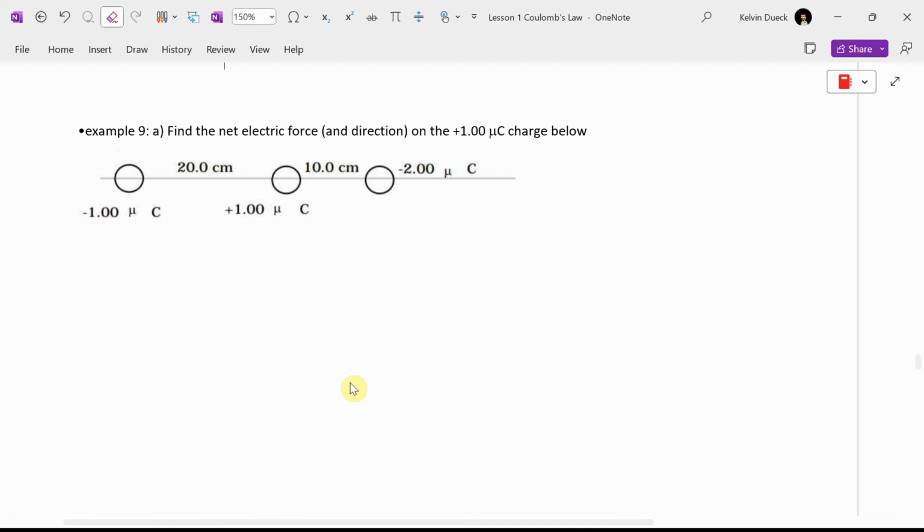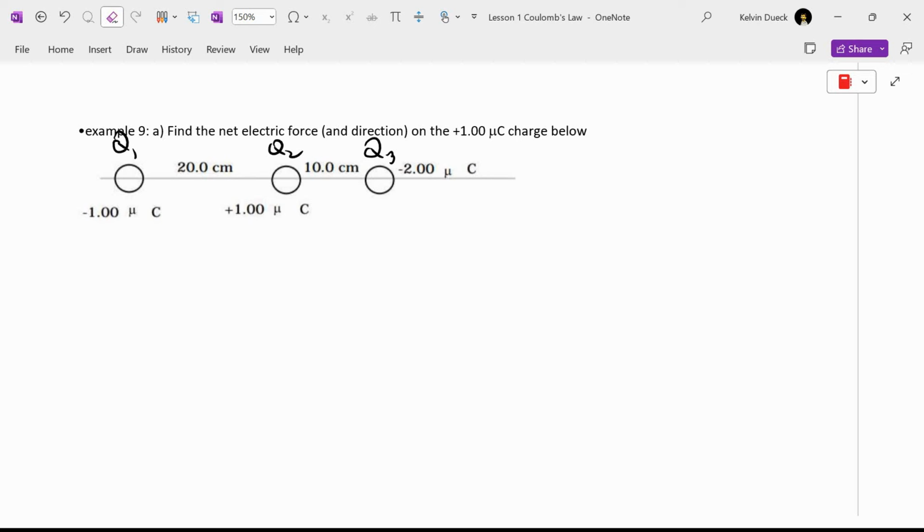Example 9 says, find the net force and direction on the 1 microcoulomb charge below. So we have a negative 1 microcoulomb, we have a positive 1 microcoulomb, and we have a negative 2 microcoulomb. First bit of advice I can give you, how many charges do we have? Be stupid obvious, Cormac. Label them. Call this one Q1, Q2, Q3. Because now we have some kind of common vocabulary.